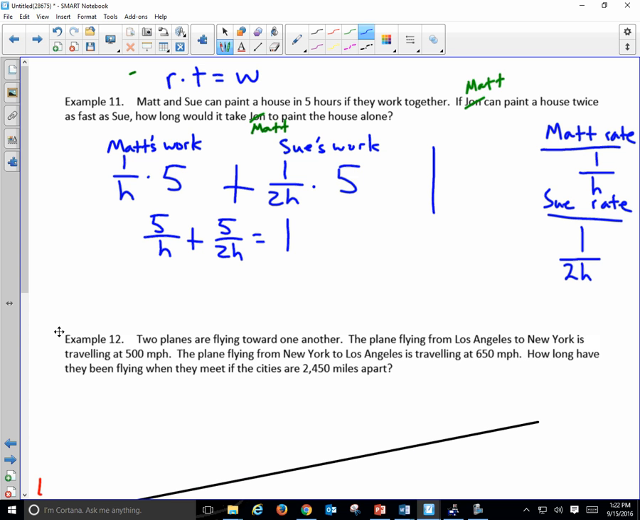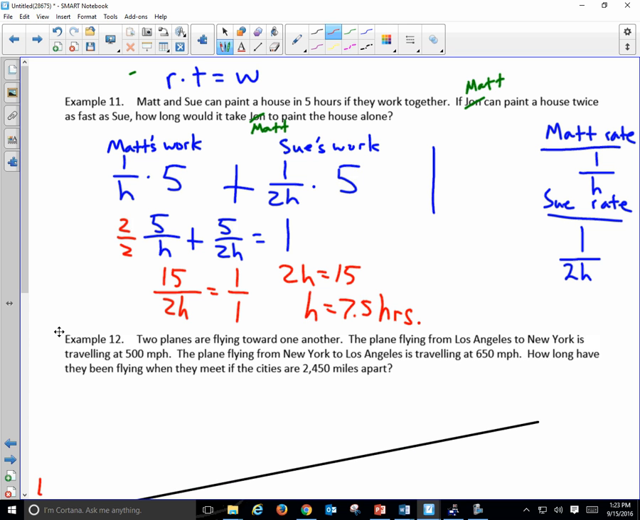How to solve, how to solve. Okay, multiply top and bottom by 2. So what's in my numerator now? 15 over 2h equal to 1 over 1. How do I solve? Cross multiply. 2h is equal to 15. h is equal to 7.5 hours.